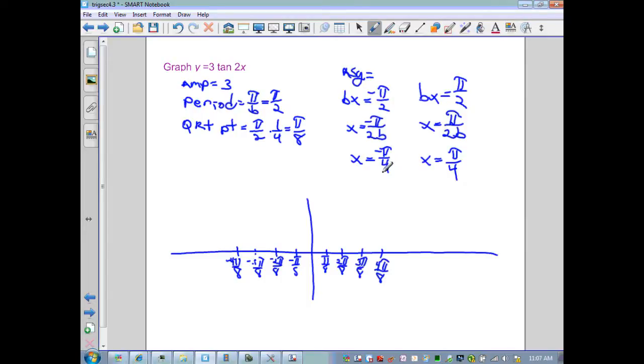We know our asymptotes are at a negative pi over 4, which is a negative 2 pi over 8, and a positive 2 pi over 8. Recall earlier we discussed that tangent is going to be the starting points of negative 1, 0, and 1, but with our amplitude at 3, we're going to start at a negative 3, 0, and then a positive 3 for our remaining 3 quarter points. So here a negative 3, 0, and a positive 3. Then we just complete with a smooth curve.